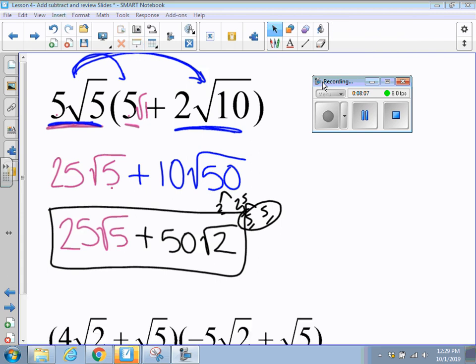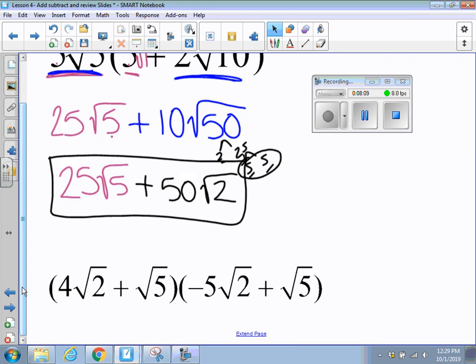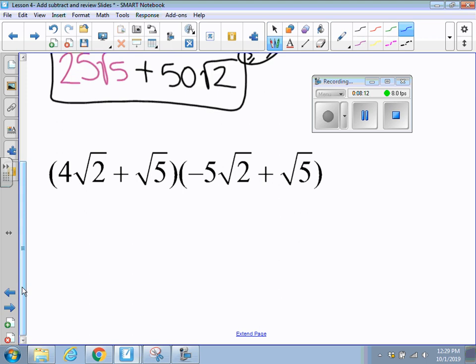My final example is a binomial times a binomial. So I've got 4 square root of 2 plus the square root of 5, all in parentheses, and I'm multiplying that by negative 5 square root of 2 plus the square root of 5. I can't add 4 square root of 2 plus the square root of 5, and I can't add negative 5 square root of 2 plus the square root of 5, because they're not like terms, but I can multiply. So I'm going to do my first term times my first term.